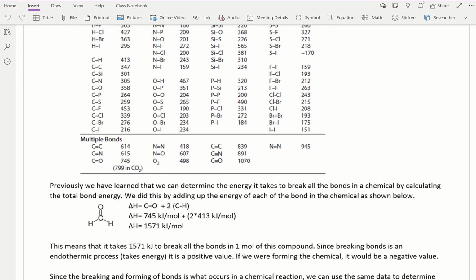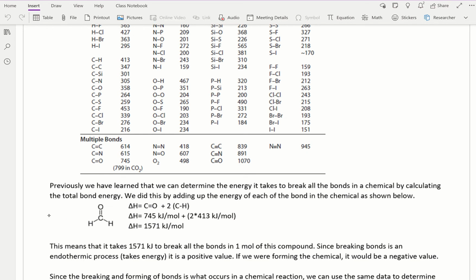It says previously we've learned that we can determine the energy it takes to break all the bonds in a chemical by calculating the total bond energy. We did this by adding up the energy of each of the bonds in a chemical as shown below. So we did this in our covalent bonding unit earlier this year, where we looked at our 3D structures and hybridization and all of that stuff, and we also figured out that this is how we can find out how much energy it takes to break all of the bonds in a chemical.